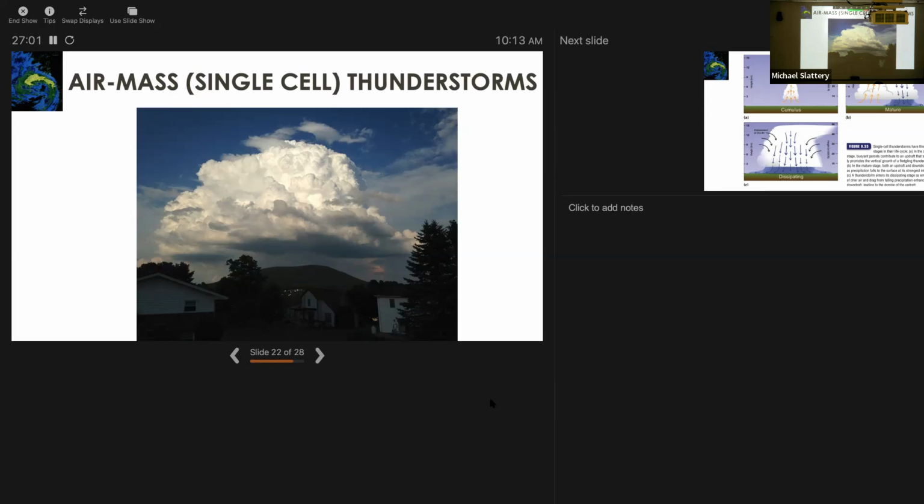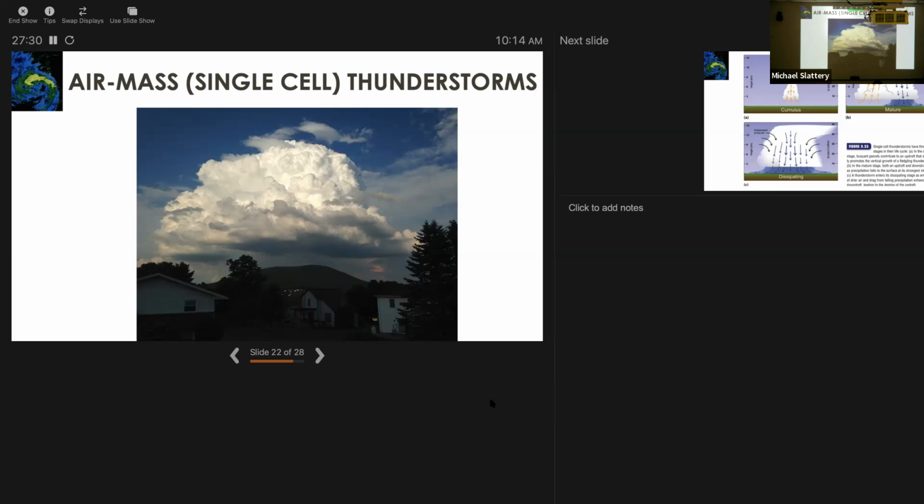The other classification I just wanted to mention, and then I'll wrap this up, is air mass thunderstorms tend to be what we call single cell thunderstorms, one single convective cell. Okay? So that's another way of looking at storms, either single cell storms or what we call multi-cell storms. And I'll show you a cross section of a multi-cell storm in a bit, right?